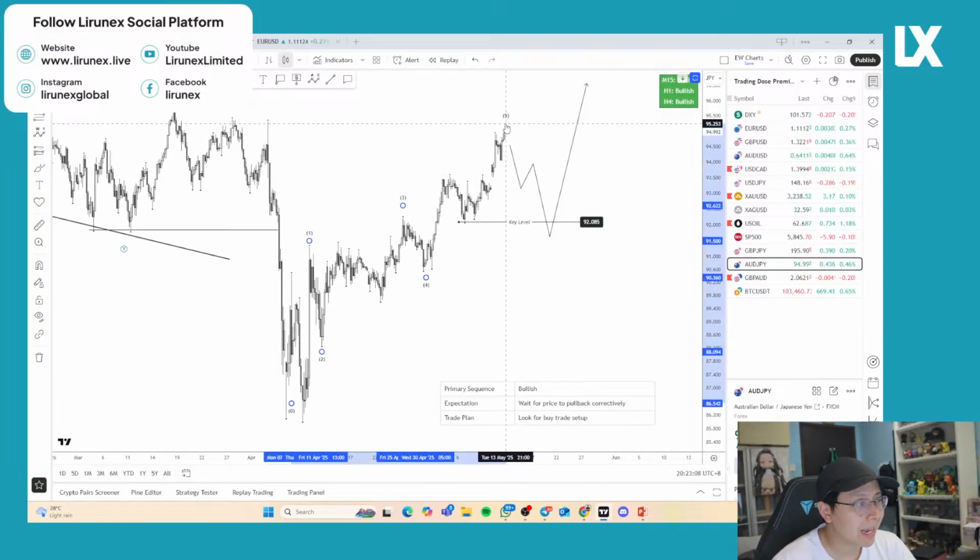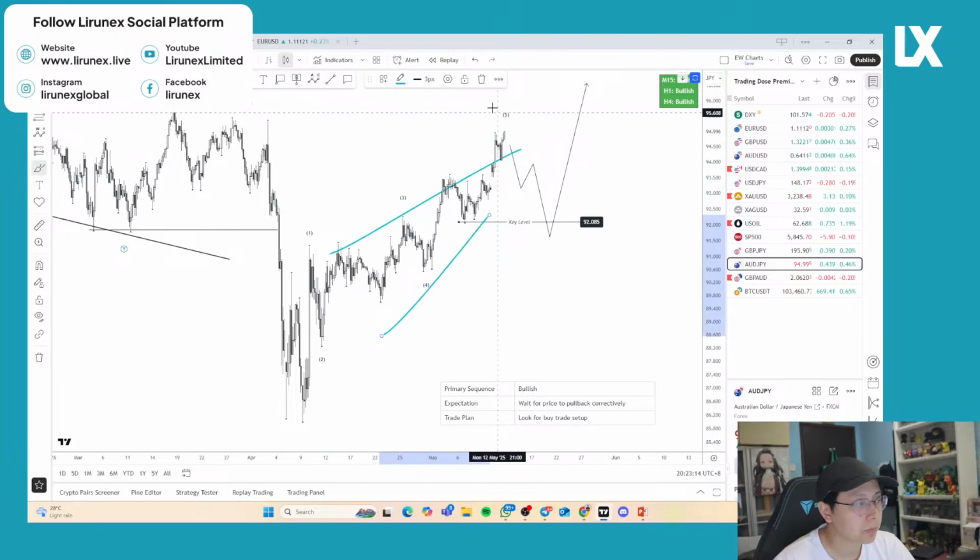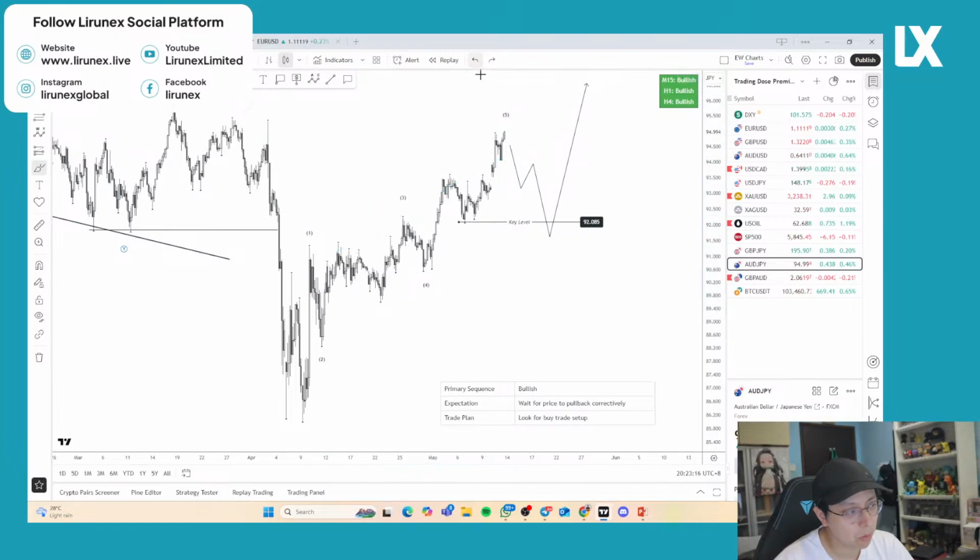Aussie yen, more or less the same, right? You can see the structure here. This can be what we call a potential leading diagonal. Definitely bullish at the moment, but you want to always wait for the pullback before you buy, right? You don't want to just jump in immediately from here.